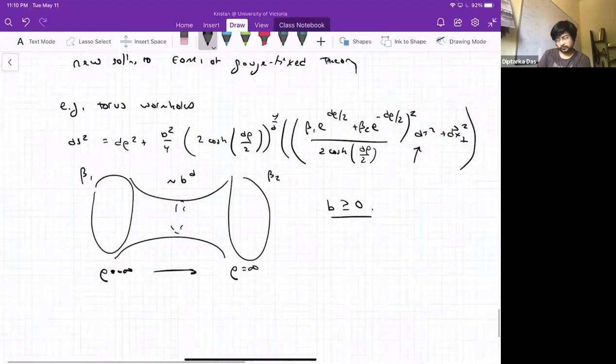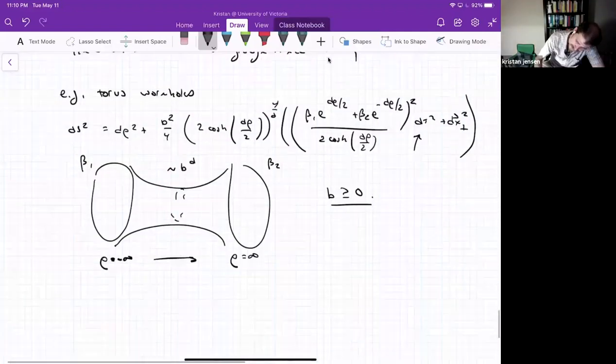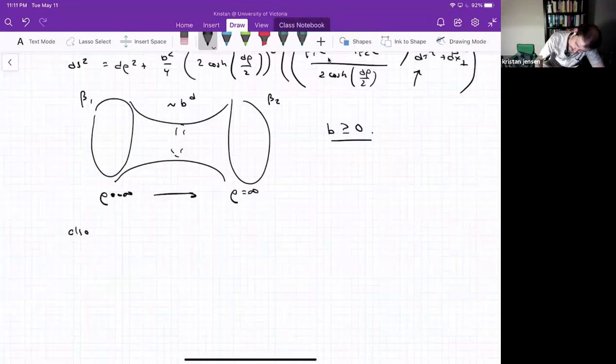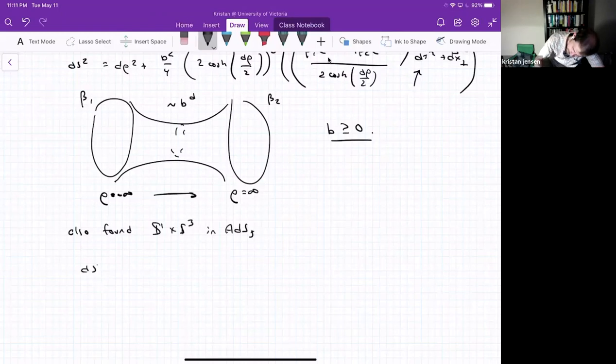Right. So we also found it's actually quite tricky to find these wormholes. I'm writing down fairly simple ones, but in general, we can only find these things numerically. We found another example with an analytic wormhole with boundary S1 times S3 in AdS5. There, if I write it out, it has a qualitatively similar form.